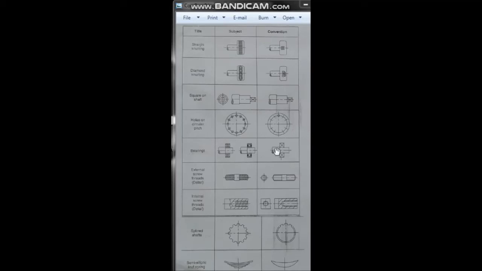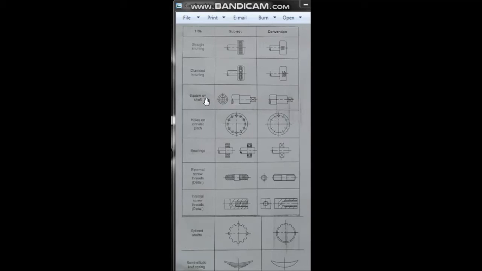And this is the symbol of a bearing. There are various types of bearing. This is a roller bearing, a ball bearing, and this is the symbol of a normal bearing. Then the holes on the circular pitch. For the circular pitch, you see there are various circular holes around the circle, and you just draw one circle and mark the center line of the circle.